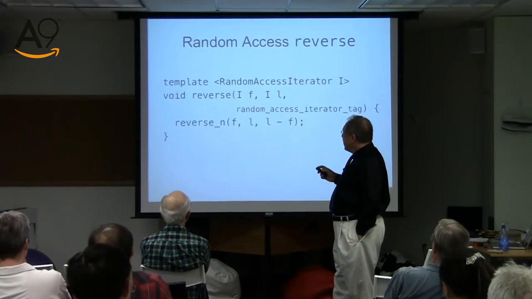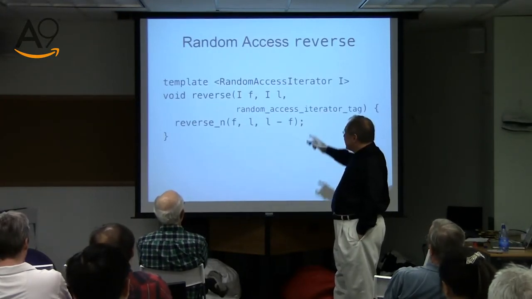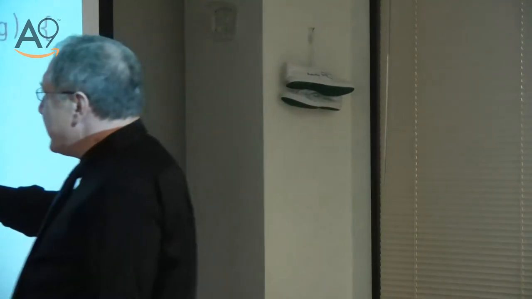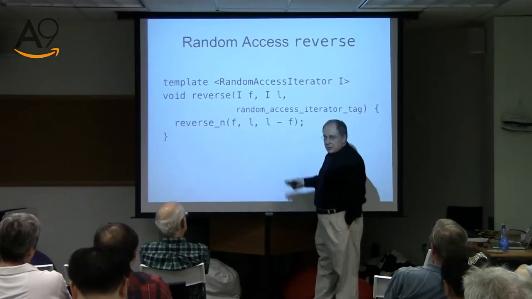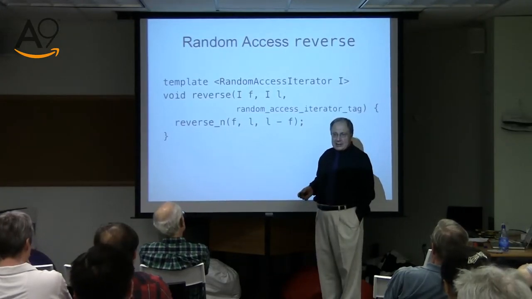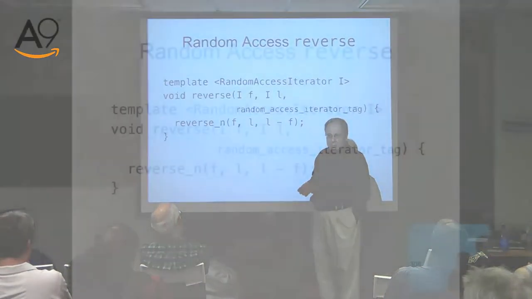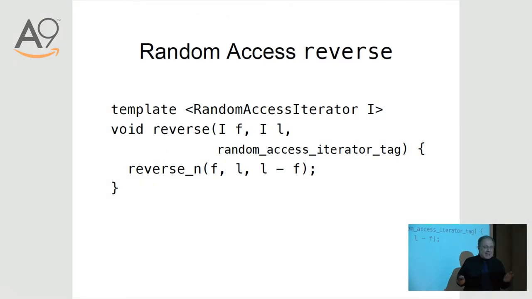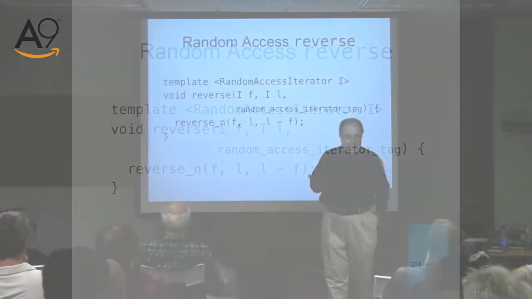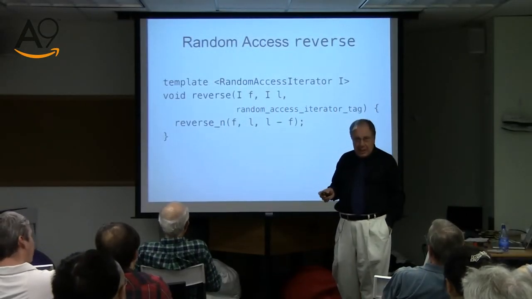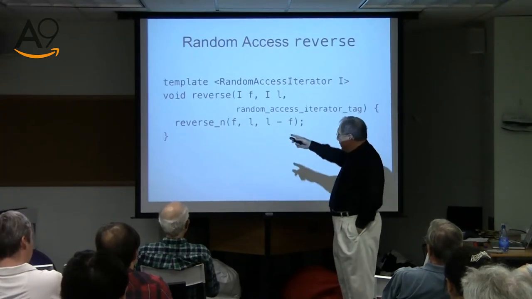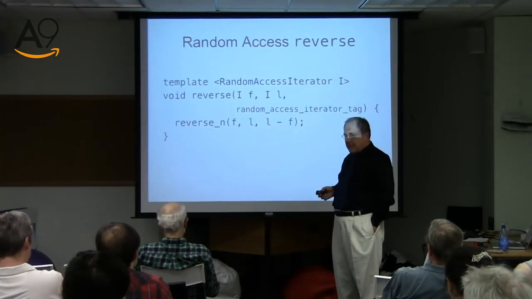Now, if we're reversing random access iterators, right now we have a beautiful way of doing it. Because for random access iterators, figuring out the distance is trivial. Random access iterators, simply speaking, are like pointers with the same complexity behavior. So you just subtract. You get the length, and it goes very quickly doing reversal.